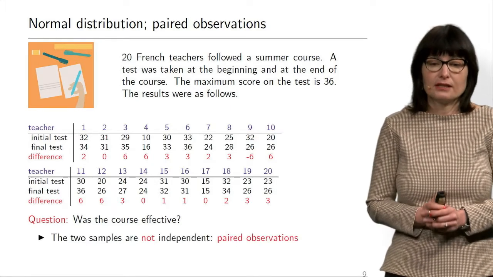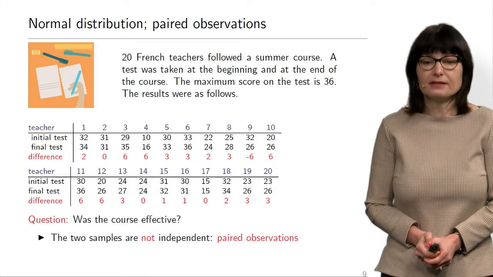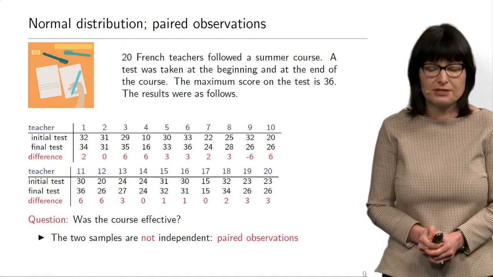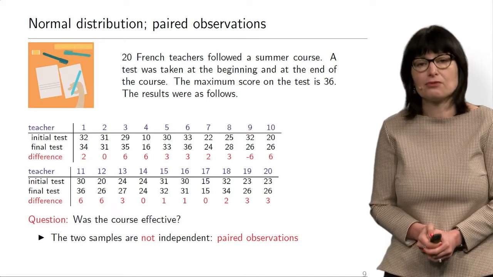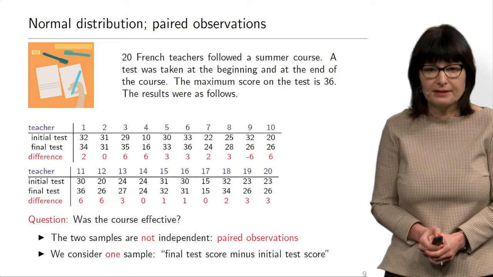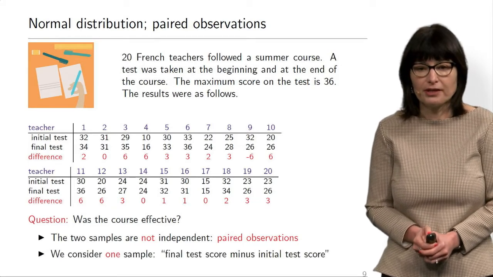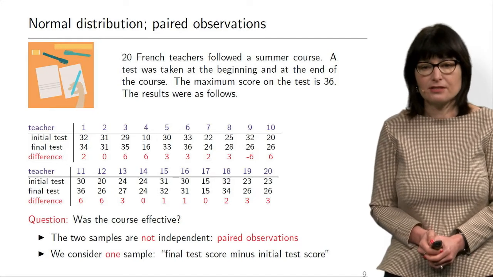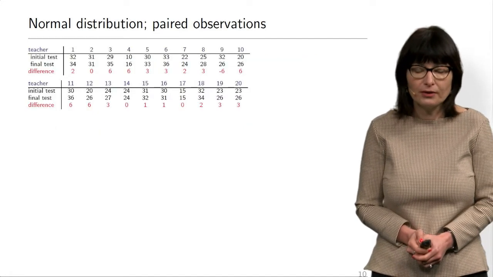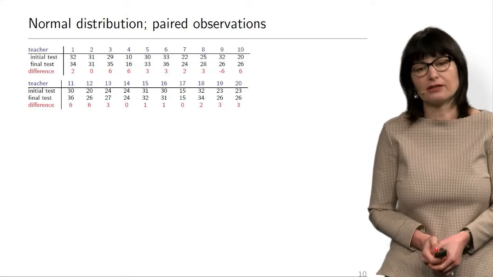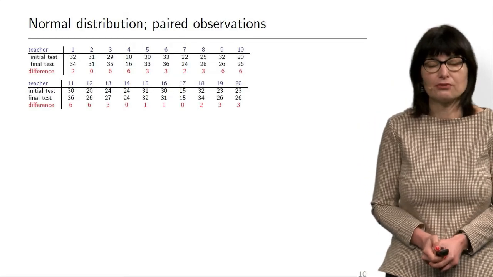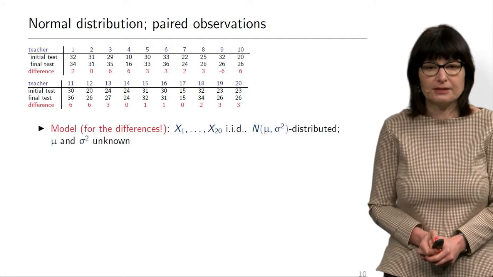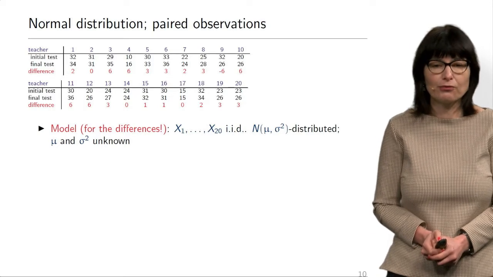So again, these two samples are not independent. This is a case of so-called paired observations. It should not be confused with the case of two independent samples, because all the methods will be different. And now we will work with only one sample, which will be final test score minus initial test score. Okay, so how do we do that? You might actually do it now yourself, because that is exactly the same as we did for one sample. But let's just go through it quickly.